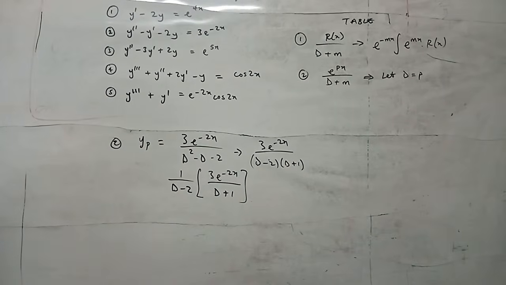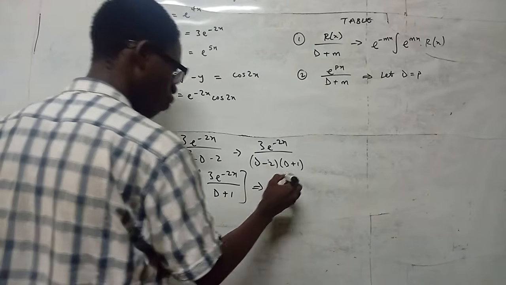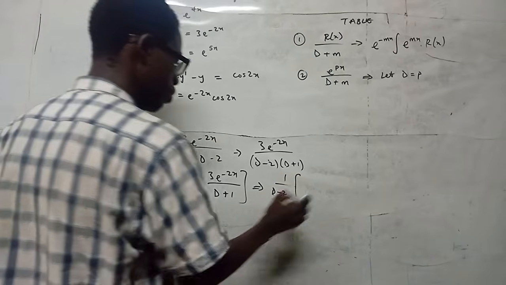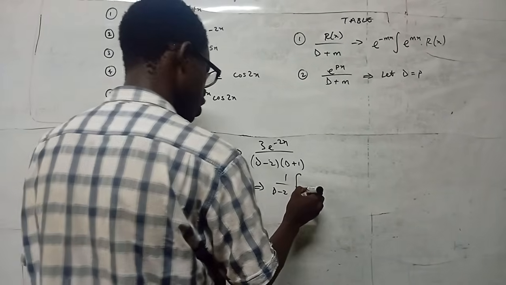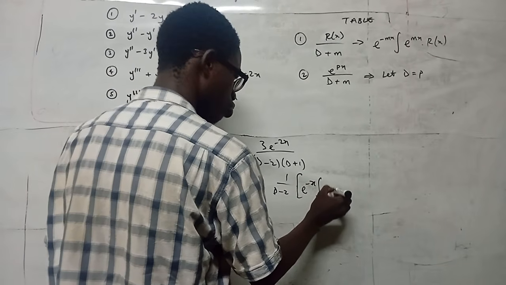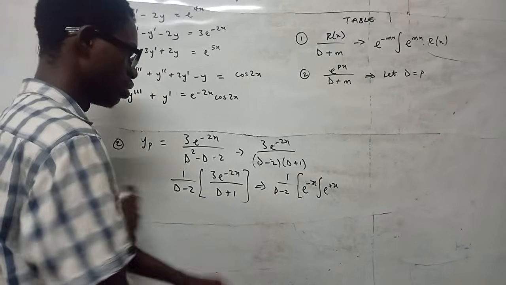We are still talking about the same thing. So let's solve the one inside using the first method. Using the first method, we have 1 over D minus 2, let me bracket it. So we are going to have e raised to power minus x, integral of e raised to power plus x, times 3e to the minus 2x dx.